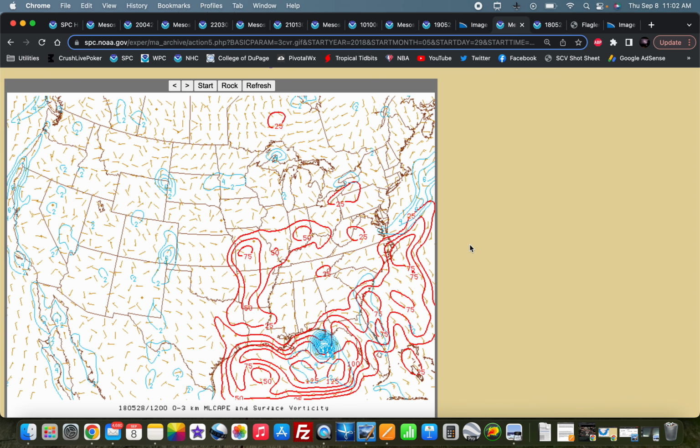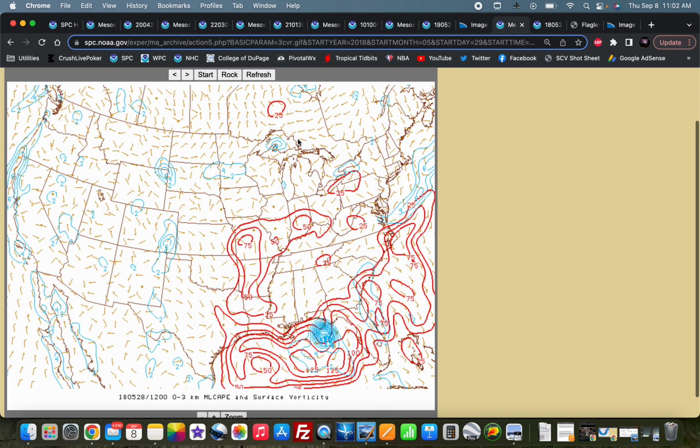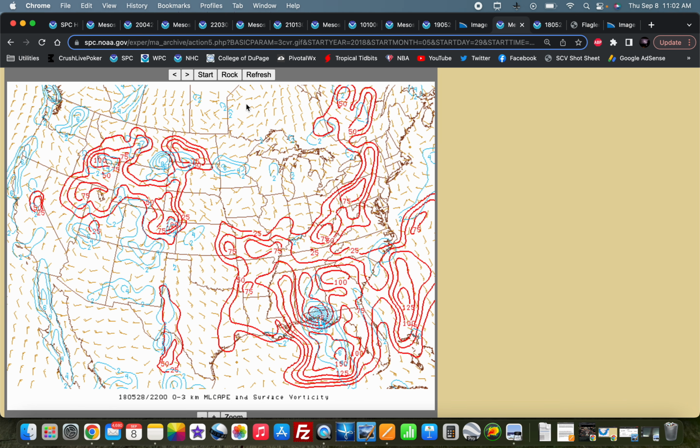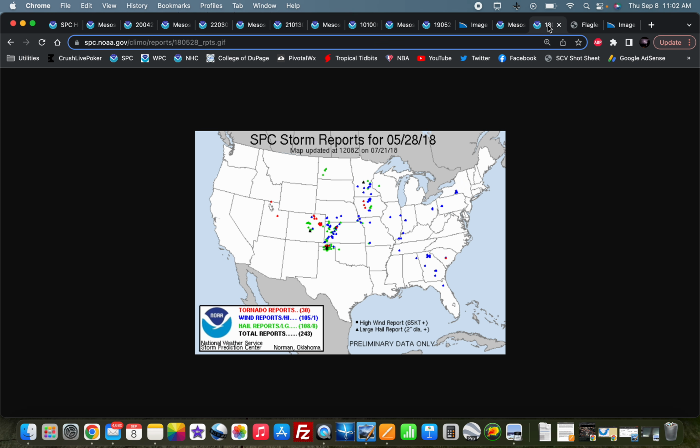You can see here is our 3 kilometer CAPE and vorticity map. As we go forward in time, you can see that bullseye right in northeast Colorado with some of that surface vorticity along that boundary. And of course, lots of tornado reports there in northeast Colorado where that overlap happened.